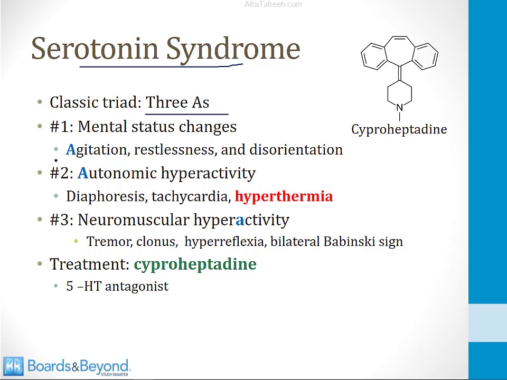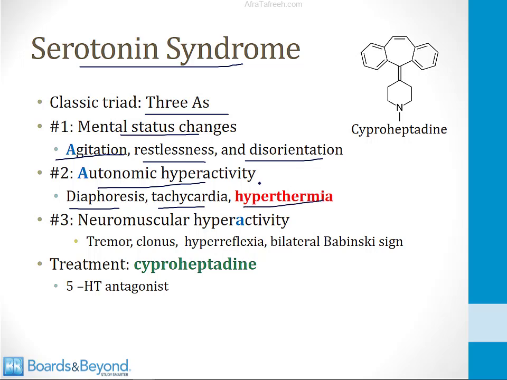The first A stands for agitation. That's because people with the serotonin syndrome have mental status changes. They have agitation, restlessness, and disorientation. The second A is autonomic hyperactivity. These patients are sweaty, they are tachycardic, and their body temperature will be raised.